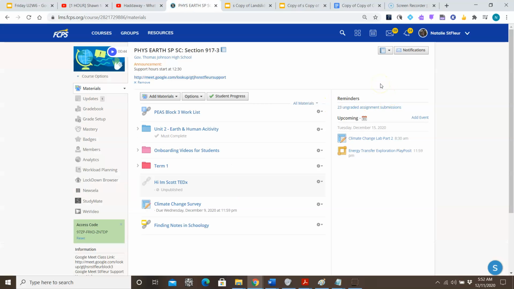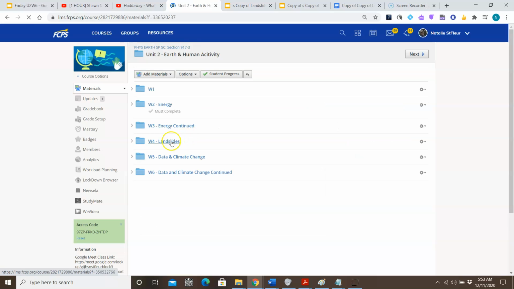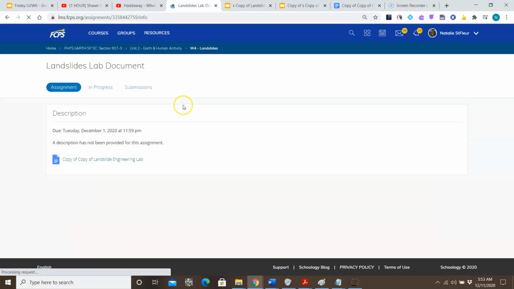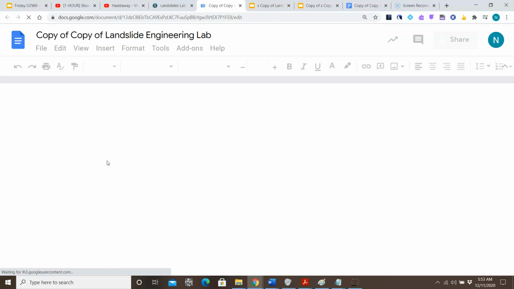Okay, so in this video, or what I'm going to show you in class today, is how to complete the Landslide Lab. And I'm going to show you where it is in case you're looking at this video later. So it's in Unit 2, Week 4, where it says landslides. And there are two documents here. The first document, if you open that one up, will take you to the lab report that you have to submit.